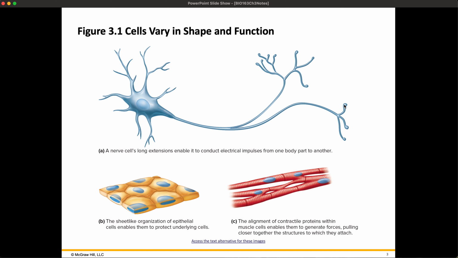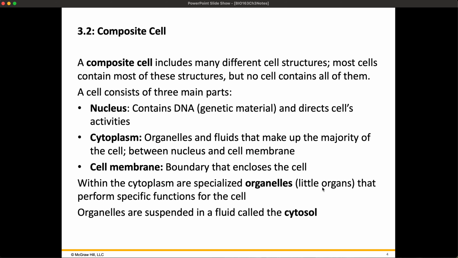Here you can just see how they vary by shape. You have these elongated neurons for sending signals, these flattened epithelial cells, and these are muscle cells here. A composite cell is your general kind of cell. It is going to have a lot of the same common structures, but as your notes say, no cell contains all of these structures. It's going to be dependent upon what that specific cell's function is.